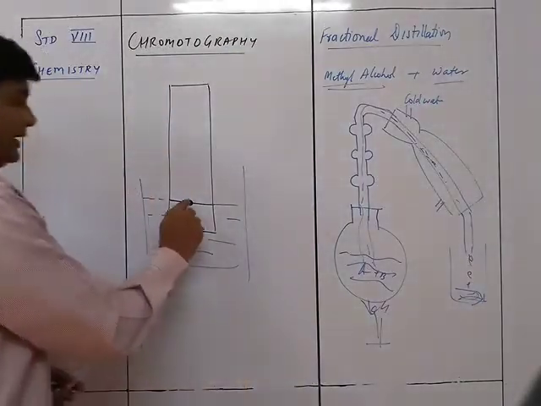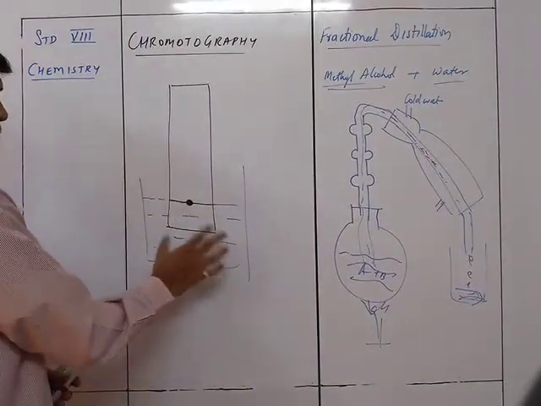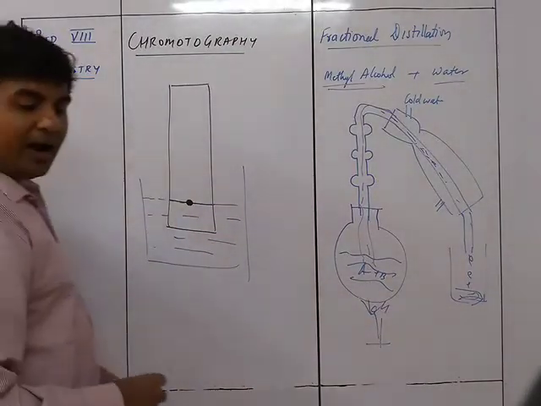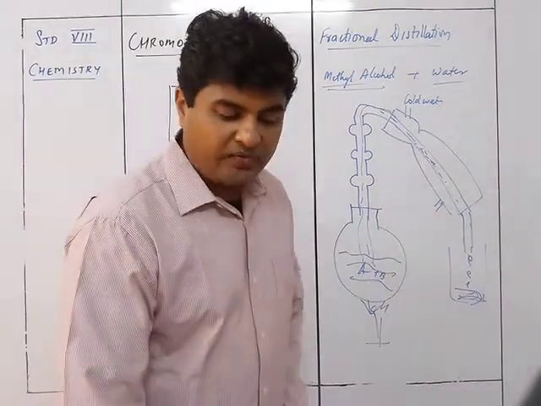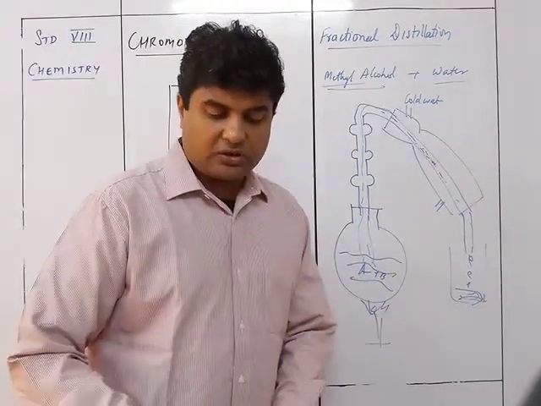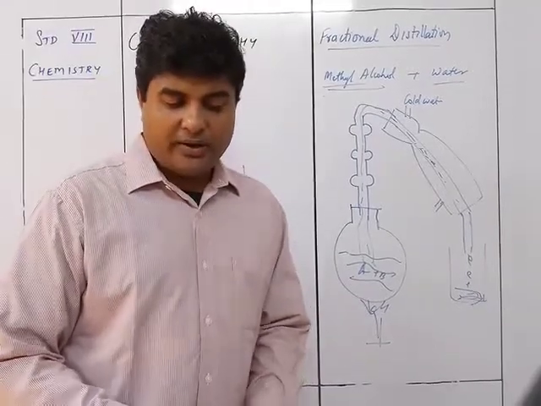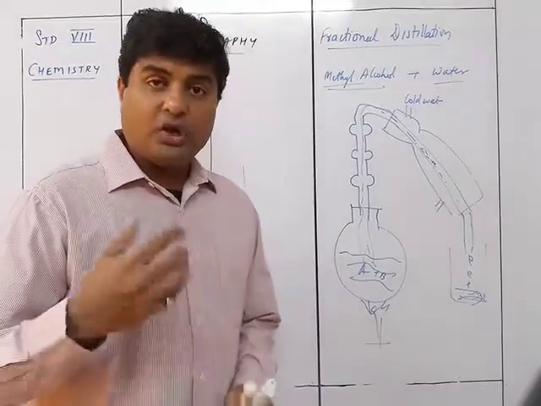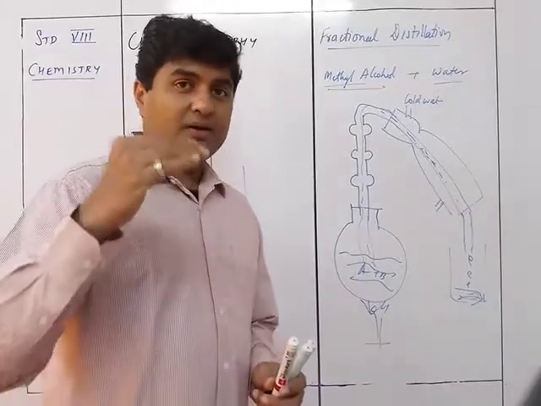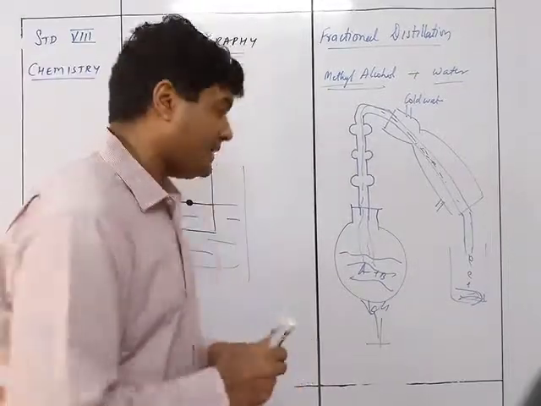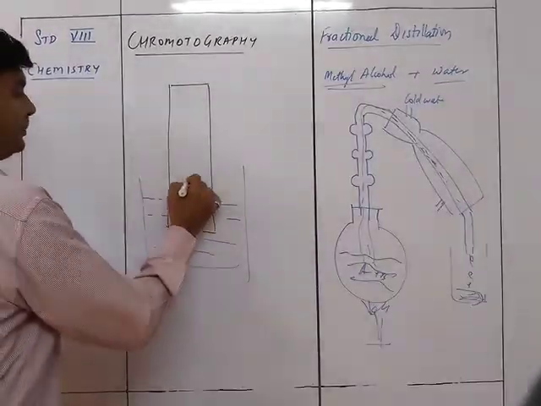Okay, so the ink spot reaches the level of the water, is what you see. After a few minutes, the solvent flows over the ink spot, and the solid constituents of the dye, that means the green color, the yellow color, are going to get separated out, and you are going to find blocks over here.